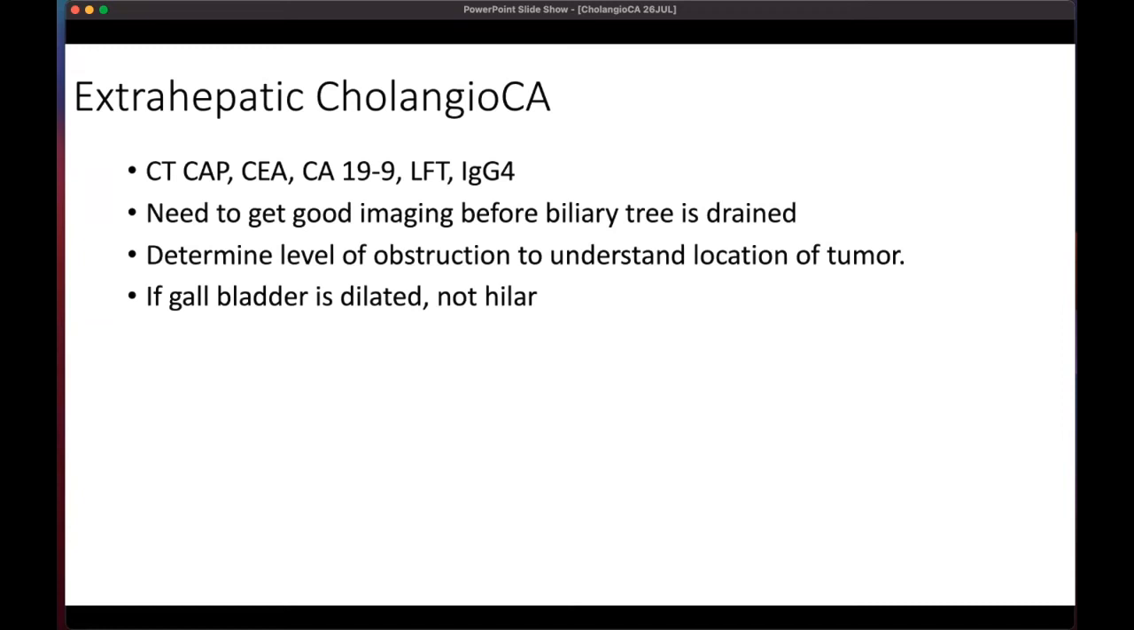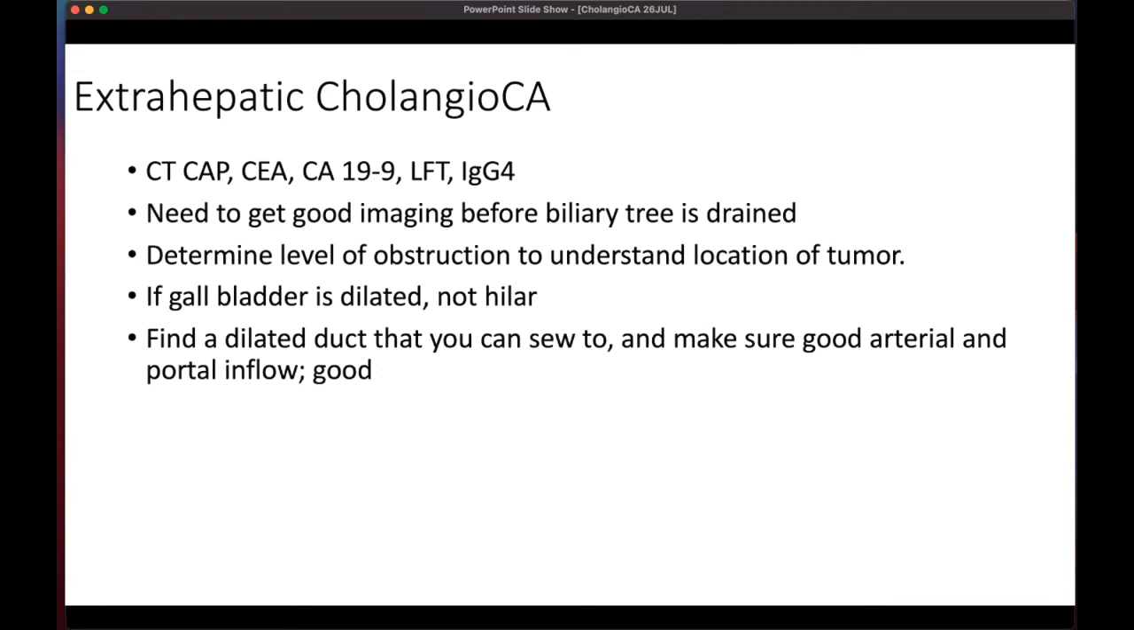If the gallbladder is dilated, then you know it's not a hilar cholangiocarcinoma. So that's a nice little trick, because the gallbladder won't be dilated if the obstruction is in the common hepatic duct or above the gallbladder. So that's just an example of kind of look at what's dilated, and that'll help you understand where the tumor is.